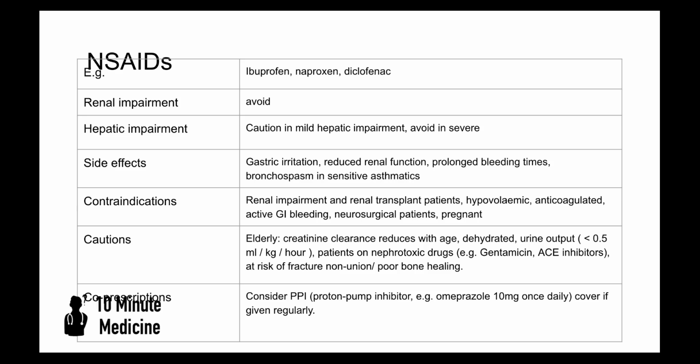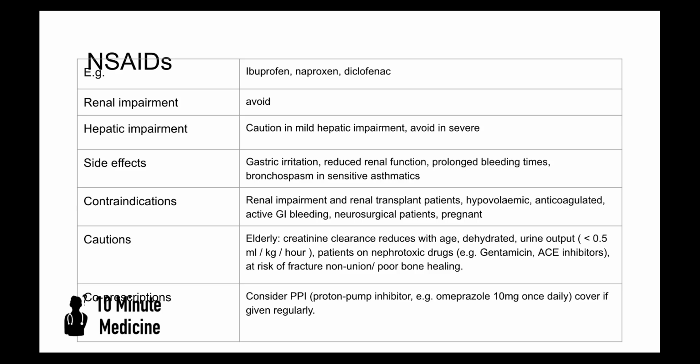NSAIDs, for example, ibuprofen, naproxen, diclofenac: avoid them in renal impairment, caution in hepatic impairment. Of course, there are lots of side effects here: gastric irritation, reduced renal function, prolonged bleeding times, and bronchospasm. We like to avoid these in hospital because of the risk of GI bleeding, but sometimes they have a place, and I would always discuss NSAIDs with a senior because of that risk.